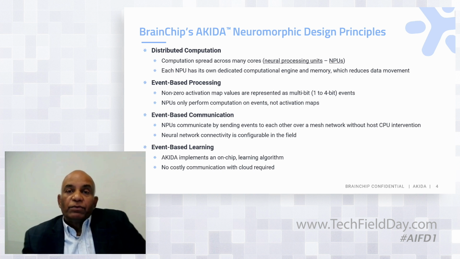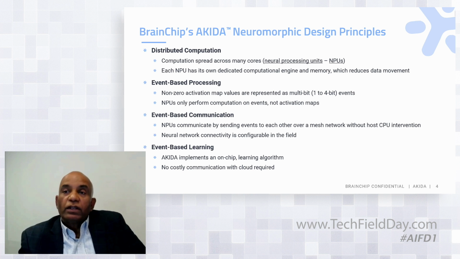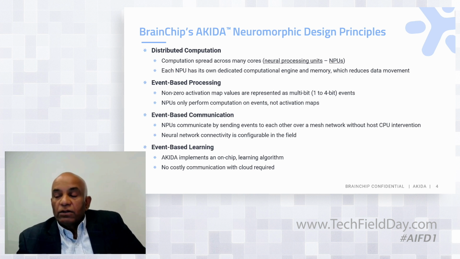And again, because we do it in the event domain, we have a learning algorithm that learns from repeating events or spikes coming in. So you avoid going back to the cloud to add new objects. Those are the four basic principles on which the Akida IP is designed.